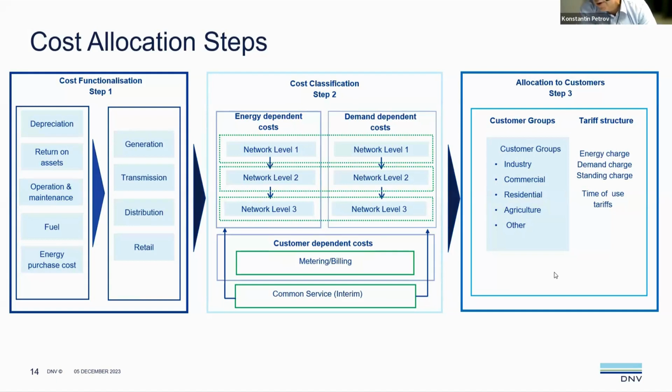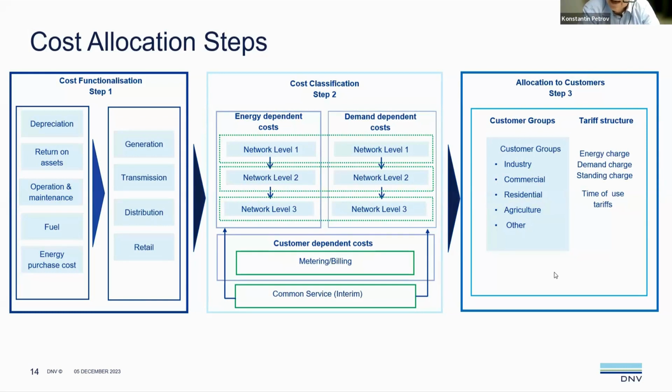You can think in this way: if the customer is connected to the low voltage, the customer will be using the whole grid from generation to the final point of connection. But if the customer is connected to the medium voltage, in this case, the low voltage grid is not necessary for the supply of this customer. That's why we have to know that the connection point for the second type of customer is not low voltage, but medium voltage.